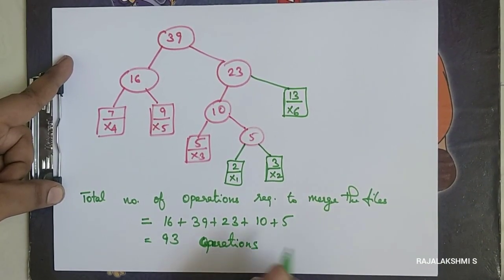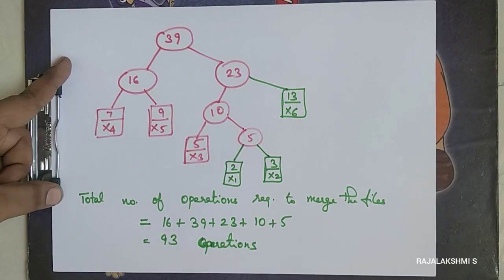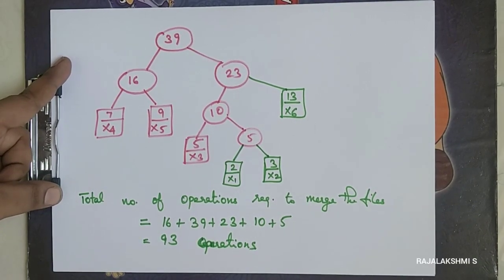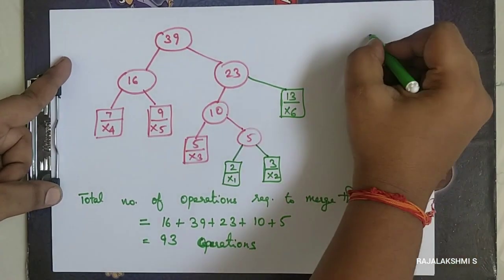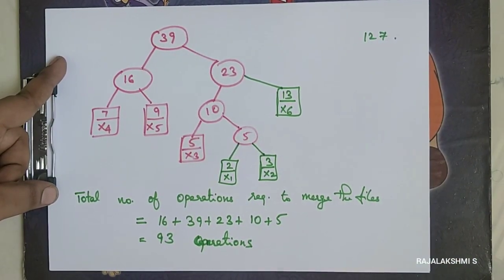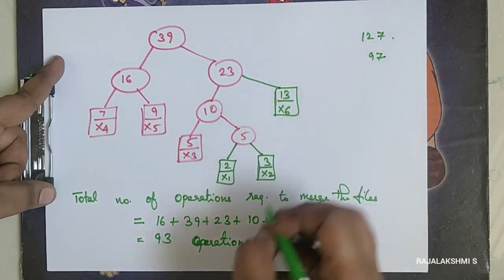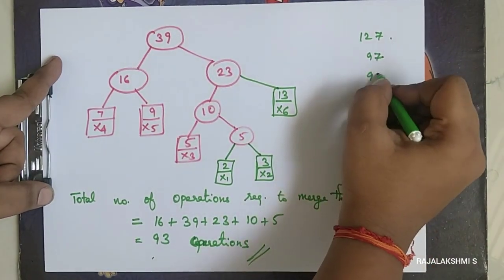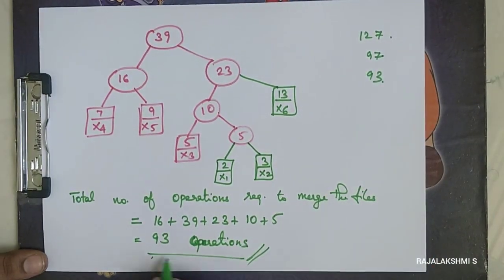93 operations. So the first method which we discussed has the number of comparisons equivalent to 127. And the next method we discussed has the number of comparisons equivalent to 97. And finally this one has 93. So this is the optimal solution.